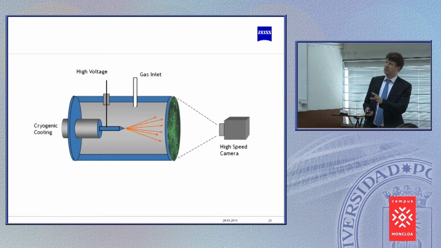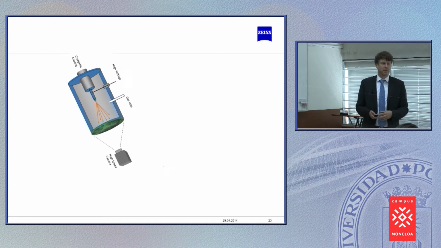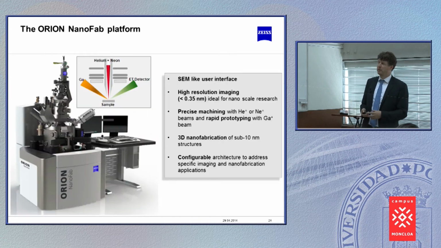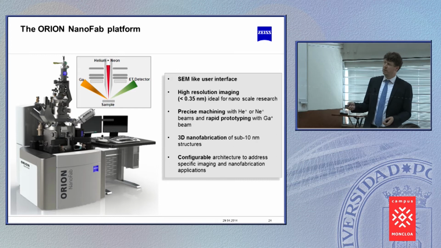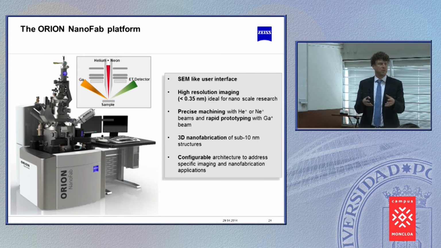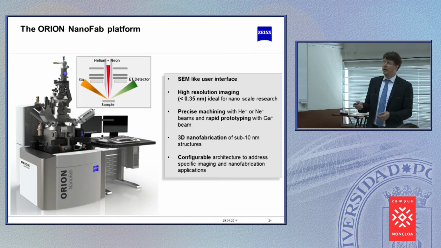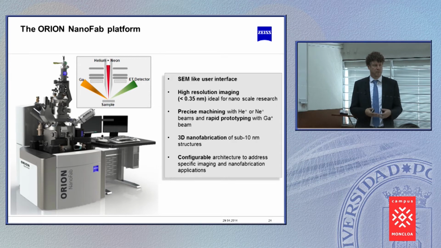So this source is now placed on top of the microscope. You see, this is a microscope. It looks like a normal SEM. That's also the control panel. Everything is like the SEM. So we just use helium. And the first devices were built only with helium. So this is the Orion series.